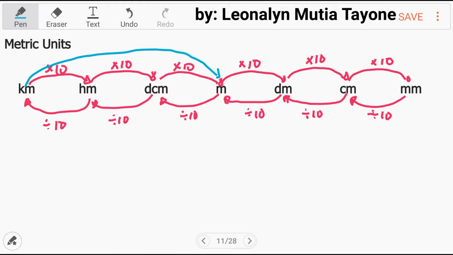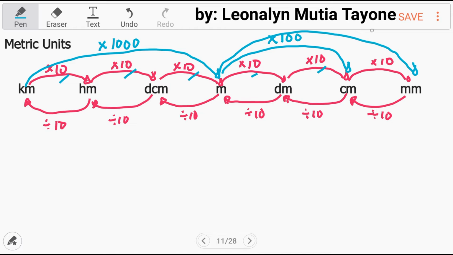Kilometers to meters times 10 times 10 times 10, and that is equals to 1,000. So, times 1,000. Meter to centimeter times 10 times 10 is equals to 100. Therefore, times 100. Meter to millimeter times 1,000. 10 times 10 times 10 is equals to 1,000.